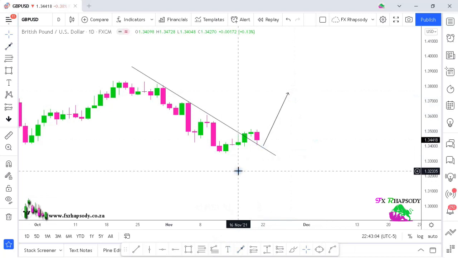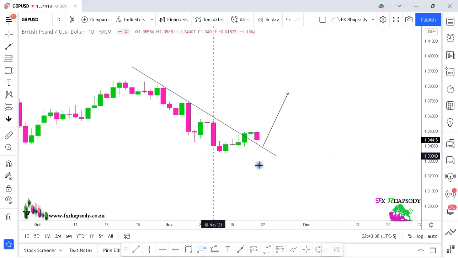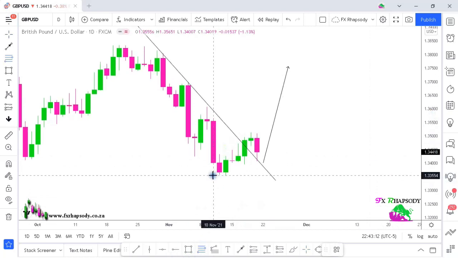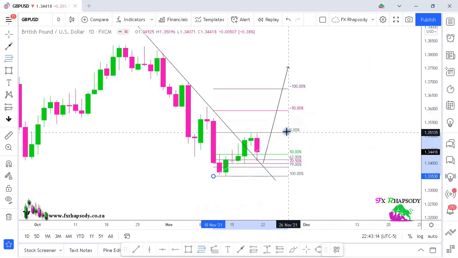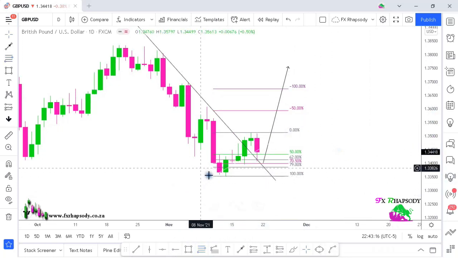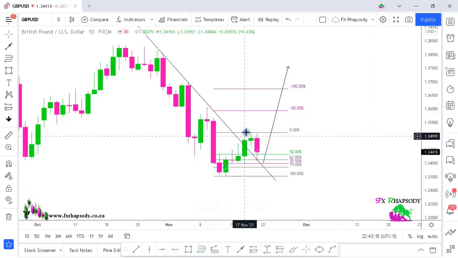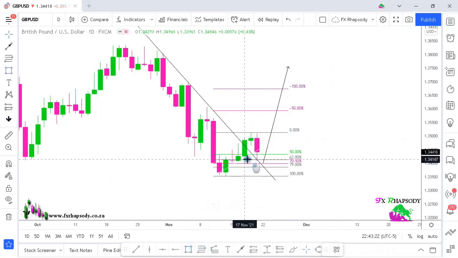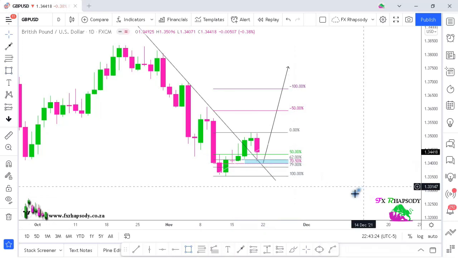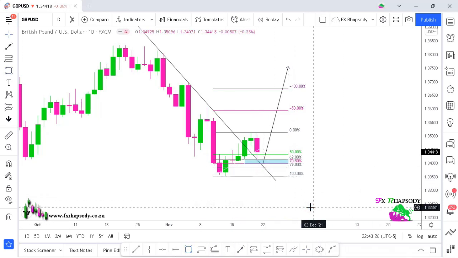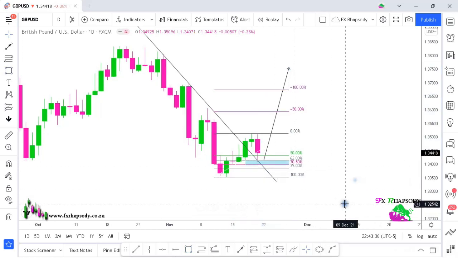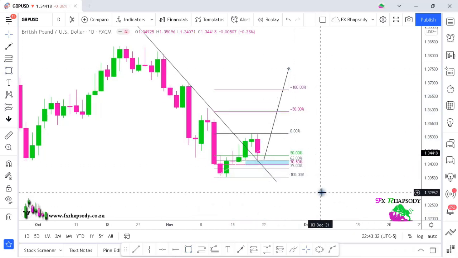Okay, to get a little bit more confirmation on that, let's take out a Fibonacci tool. I'm just going to expand this so we can see it clearer. Fibonacci tool from this swing low to that swing high. And what do we see? We see price retracing and touching the trend line and also retracing nicely to the 62% area. So that's two confirmations for me that price might be moving to the upside.